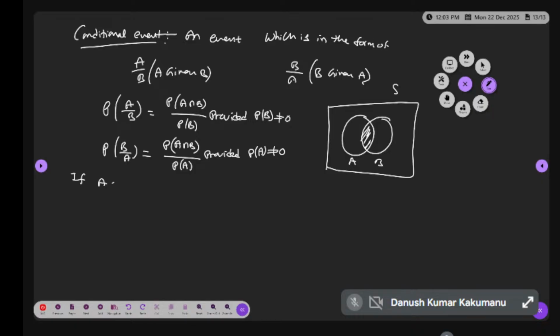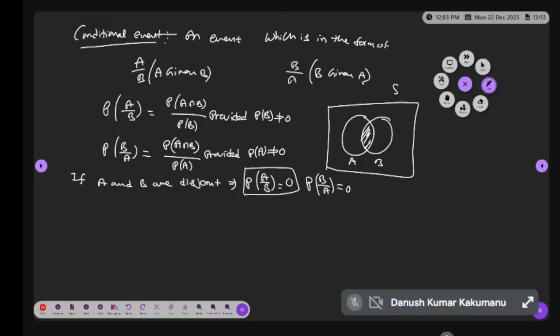If A and B are mutually exclusive, that is, disjoint, what is P of A given B? Disjoint means the numerator is 0. So if A and B are disjoint, P of A given B is 0. In the same way, P of B given A is also 0. This is clear to all of you?